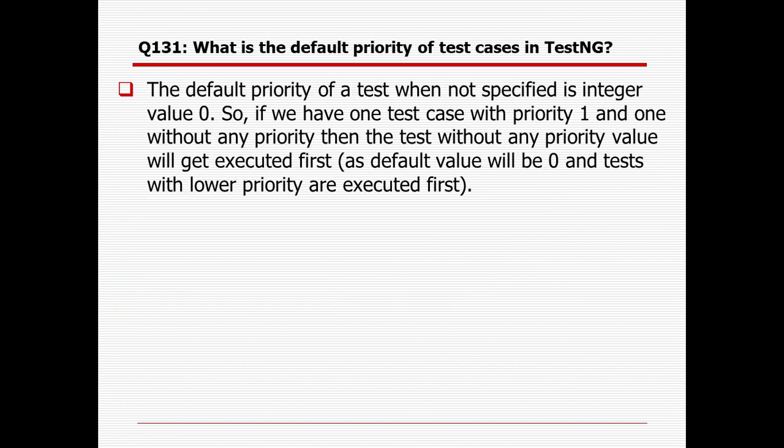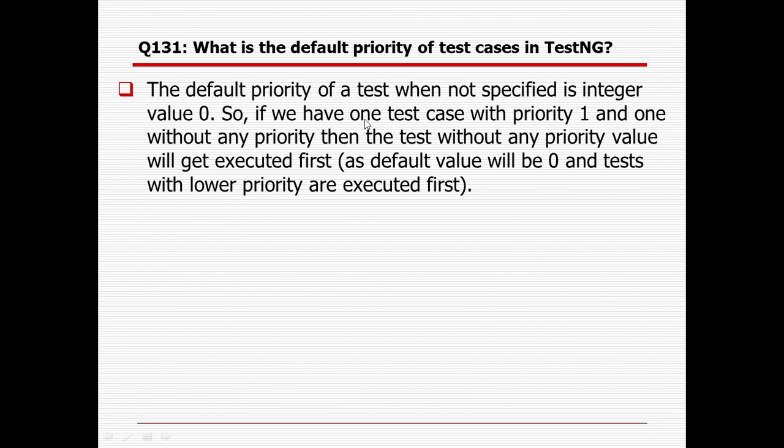What is the default priority of a test case in TestNG? In case you are not giving any priority, it will default to 0. So if you give priorities 1, 2, 3, 4 like that, and for some tests you are not giving any priority, they will default to 0, and the default 0 will run first. After that, it will be 1, 2, 3. So the default priority of a test when not specified is the integer value 0.